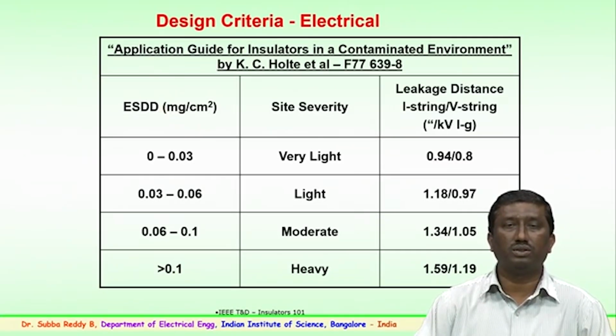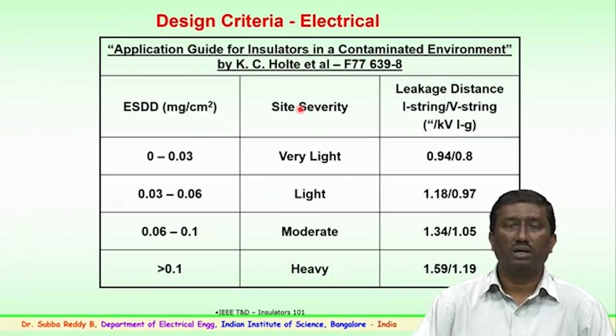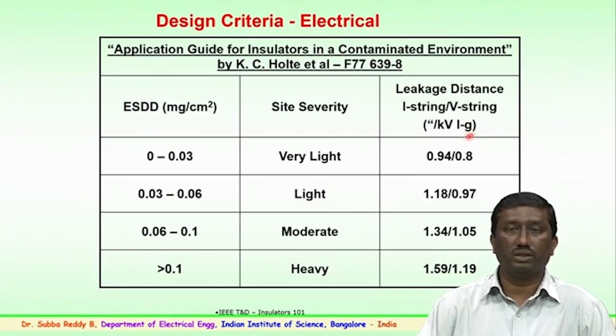This equivalent salt deposit density depends on the site severity, that is, the location where the insulator strings are to be connected or the towers are to be erected, and it determines the leakage distance to be considered. I is the suspension string configuration and V is the V type of string. Here the values will be in inches per kV for line to ground voltages. So, you can see that ESDD is nothing but the equivalent salt deposit density on the surface of the insulator.